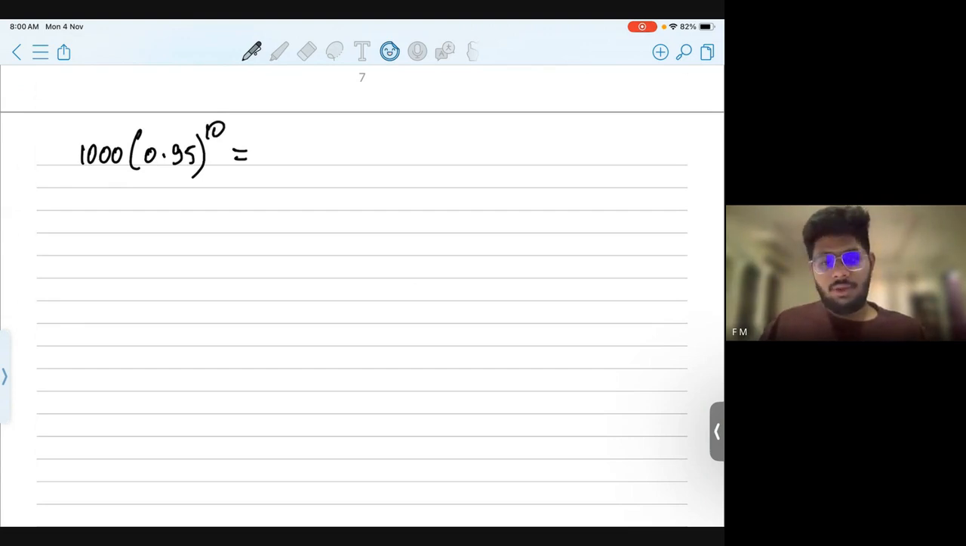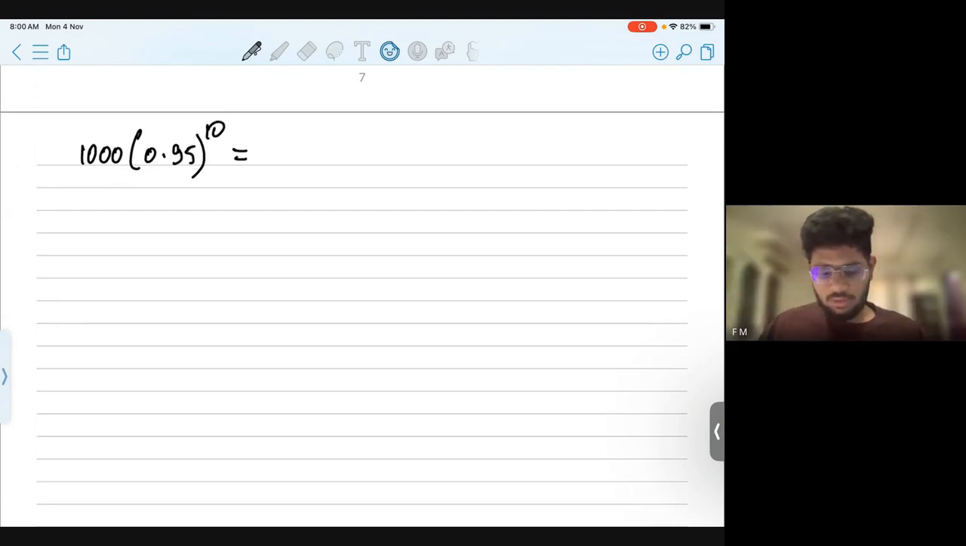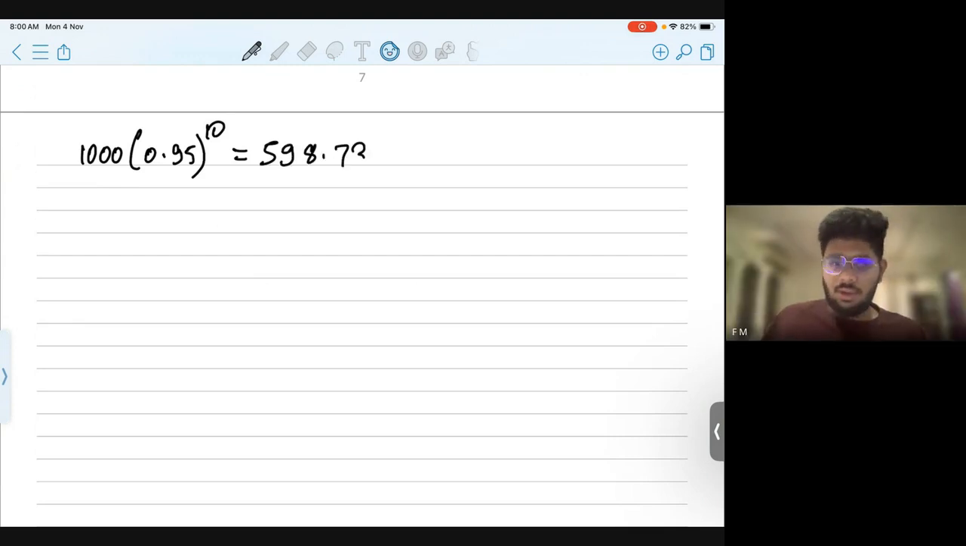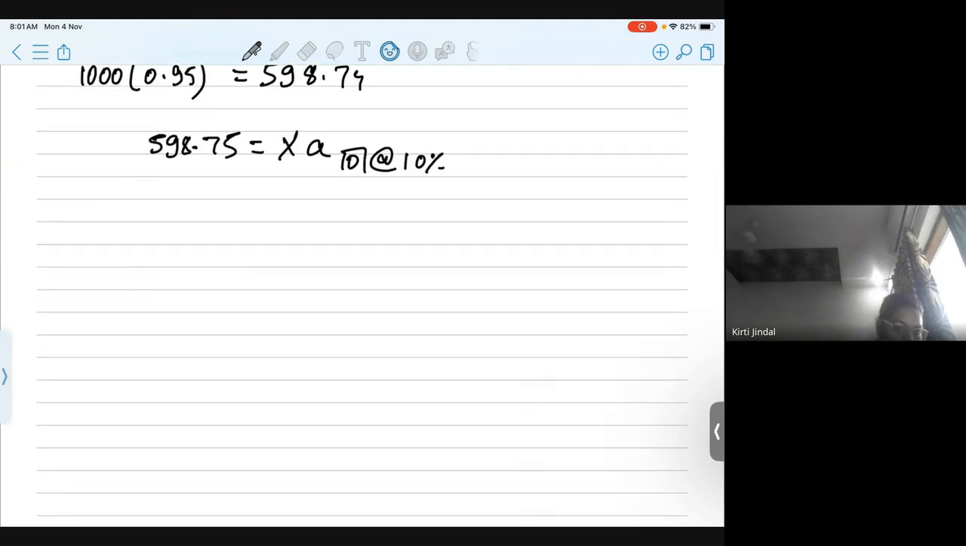So what are we left with? Other 10 payments. Yes, but what is the amount that we are left with? It's X. 598.7374. Now this 598.74 is equal to X times a angle 10 at 10%. 598.75.